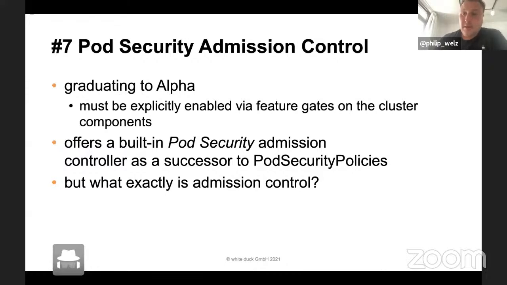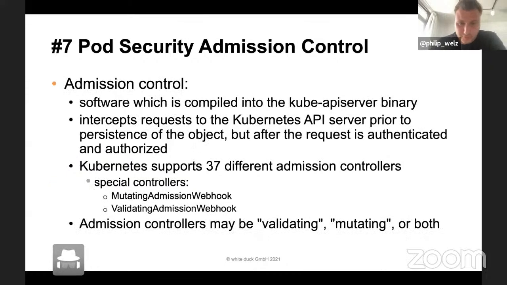And the thing is, what is admission control? Admission control is at the end a piece of software which is compiled into the Kube API server. This piece of software intercepts requests to the API server before they are persisted to etcd. So after they are authenticated and authorized, and before they are persisted, they will be intercepted and modified or something else. Kubernetes at the moment supports 37 different admission controllers, where we have two special ones, the mutating admission webhook and the validating admission webhook controller. Basically, these admission webhook controllers are doing HTTP callbacks and modify the object or validate the object they have. Admission controllers can be validating, mutating, or doing both.